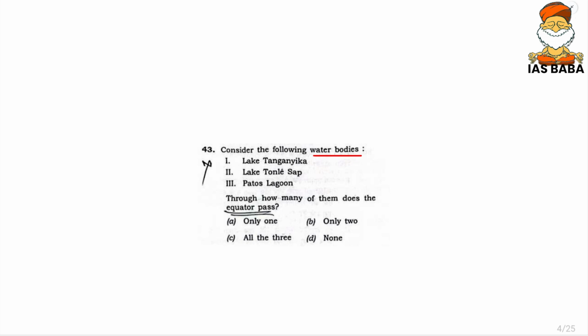So here the question is mapping based, but the difficulty was with respect to through how many of them does the equator pass. Now with respect to Lake Tanganyika, a very important lake of Africa, it passes through a few countries like Tanzania, then the Democratic Republic of Congo, DRC, then Burundi and Zambia. So it is basically shared by 4 countries.